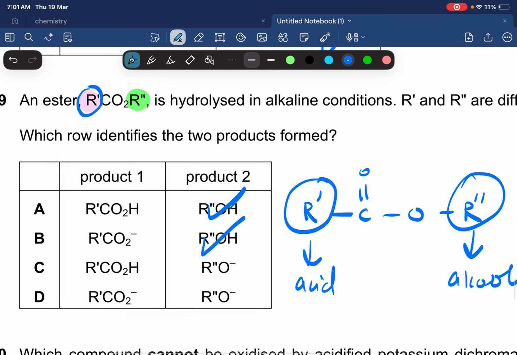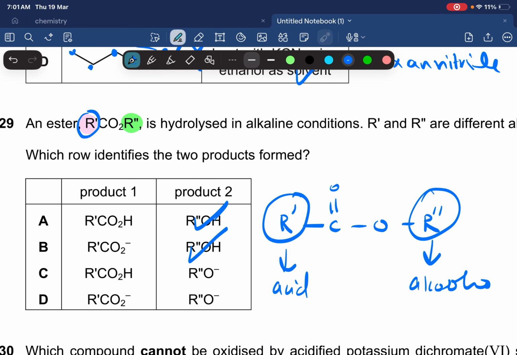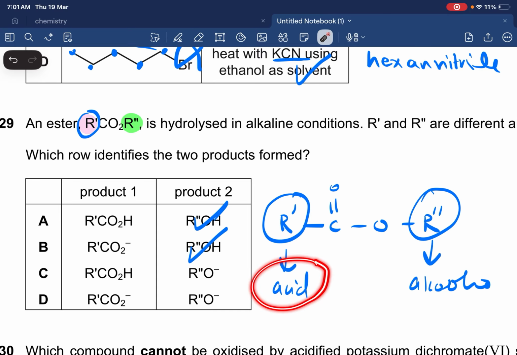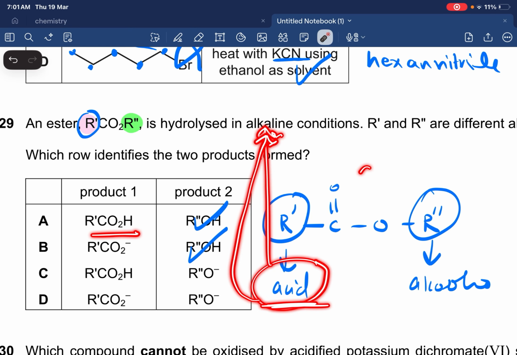But over here, the question says that in alkaline conditions, what's going to happen? We're not doing acidic hydrolysis, we're doing alkaline hydrolysis. So the acid is going to react with the alkali, and when acid reacts with alkali, what is going to form? It's going to form a salt. So in the COOH part of the acid, the H is going to go away, and there's going to be a metal attached to it, like sodium or magnesium, for the salt to be formed. So it's going to form a COO negative thing over here.